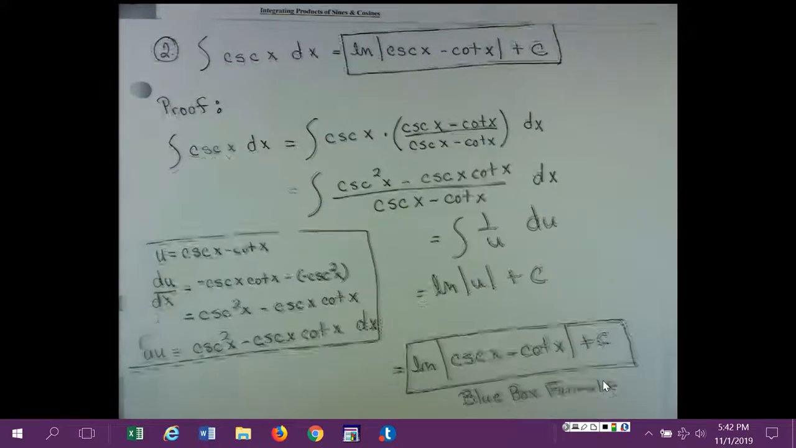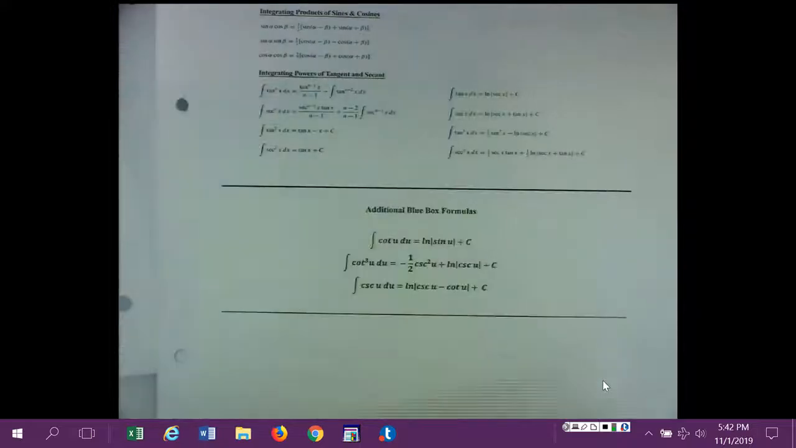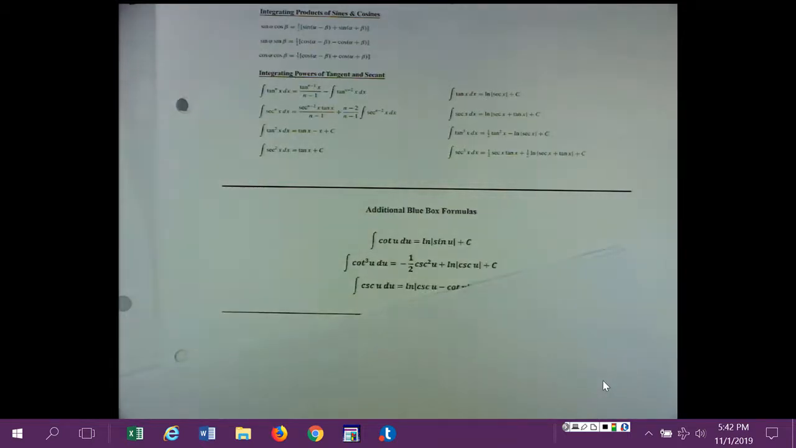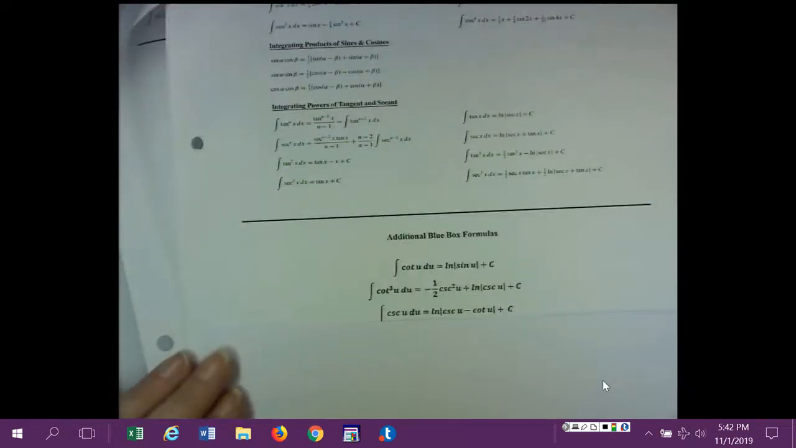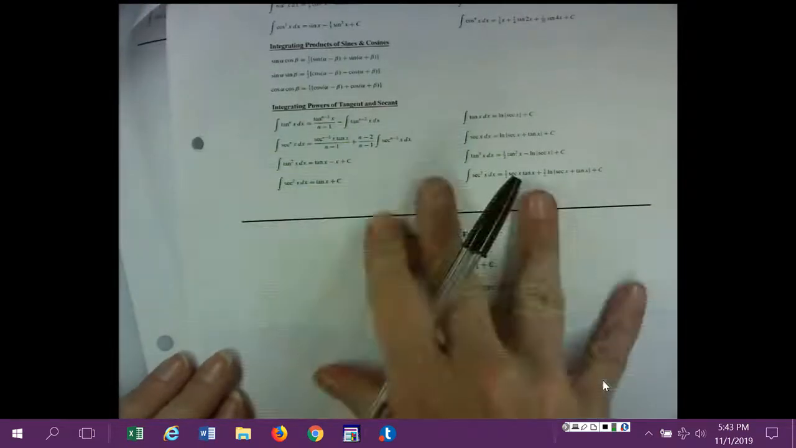Now, that concludes the part of the lecture where I want to derive and work on proving some of the blue box specials. I hope and pray that you do have the concept that I wanted to prove some of them. I would not be able to explain the section and be complete if I didn't show you how they derived some of these formulas.